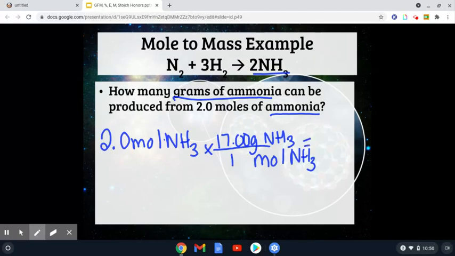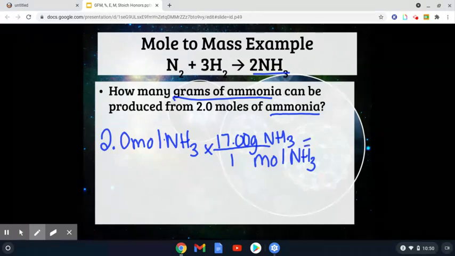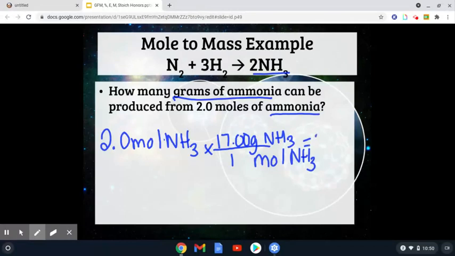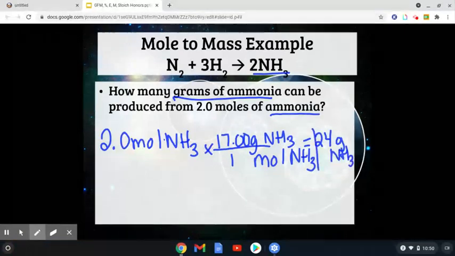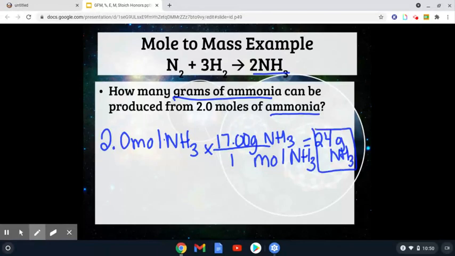Now I'm going to solve 17 times 2 with 2 sig figs. That would just be 24 grams of NH3. And that's how I would solve this problem.